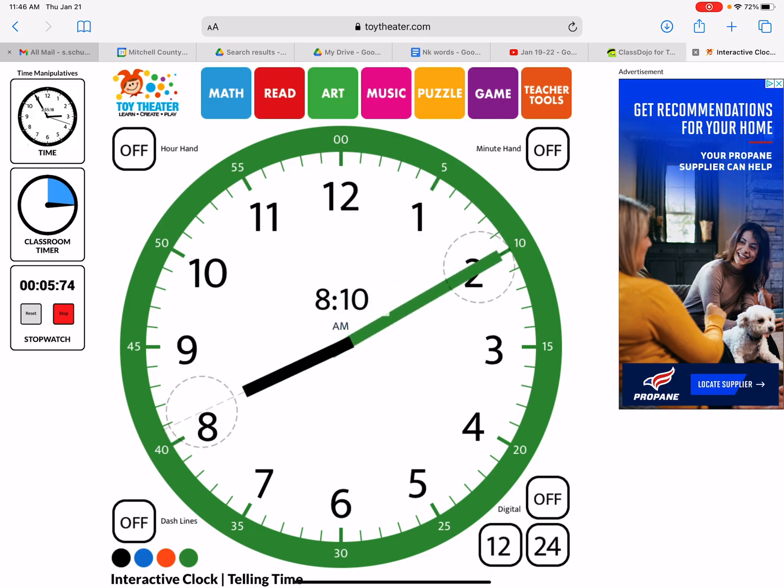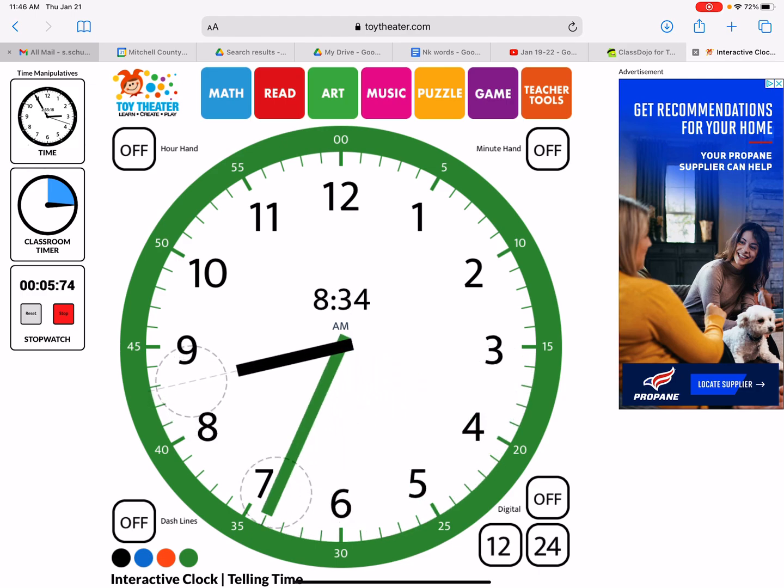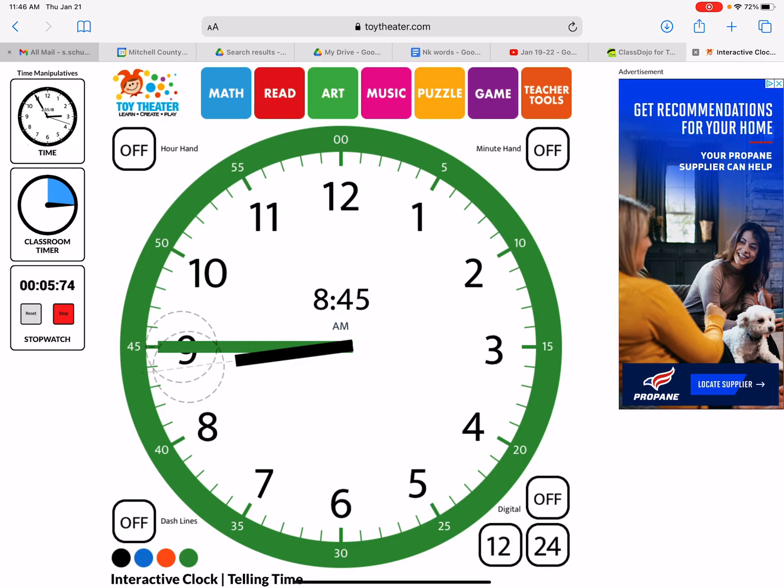So for this example, it's not on the 8, it's between the 8 and the 9. As the minute hand gets closer to the new hour, it looks like it's going to be on the 9 now, but it's still considered the 8th hour. So since it's not on the 9, it's 8, and if we count by 5s until we hit number 9, we get to 45, because if we count by 5 nine times, we get 45. So now it's 8:45, but it won't officially be the 9th hour until the minute hand hits the 12.